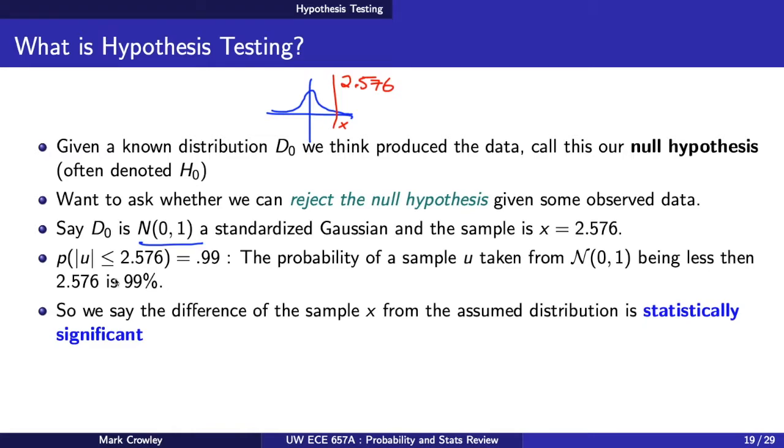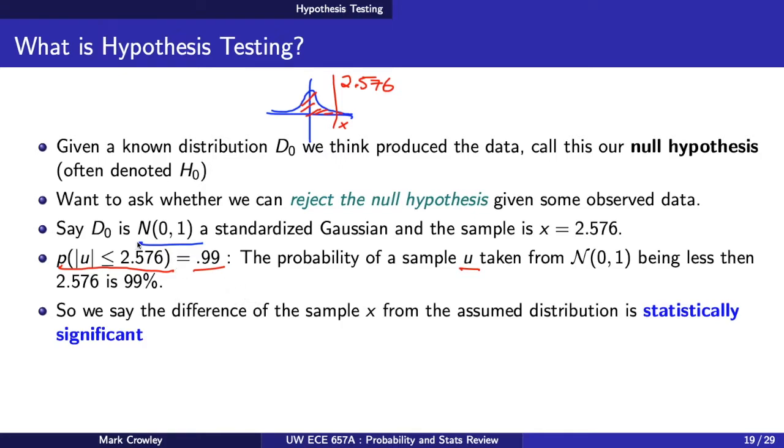And then we compute this probability. We can compute the probability mass and say what portion of the data falls under this part versus that part. And so if we do that, we say what's the probability of a sample U taken from this Gaussian distribution being less than the number that we got, and we get the answer that there's a 99% chance that any sample you pull will be less than that. So this number is greater than 99% of all the points you would expect to get, and so this is not a very likely sample.